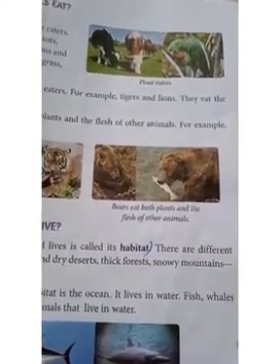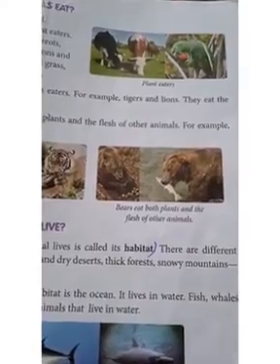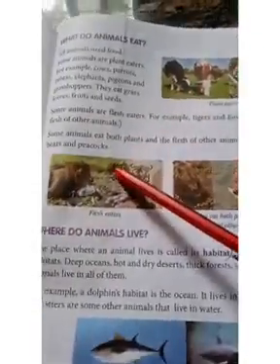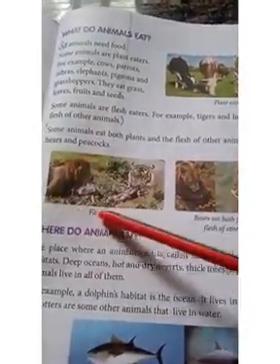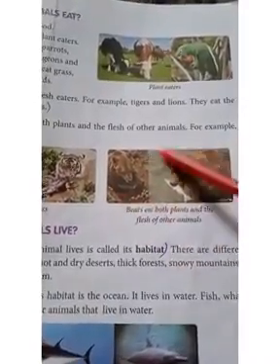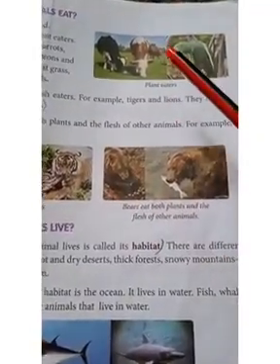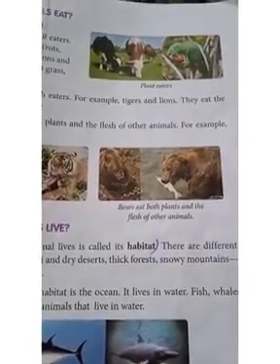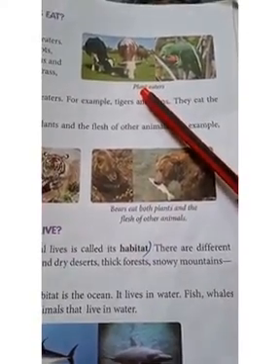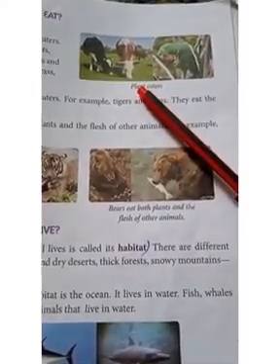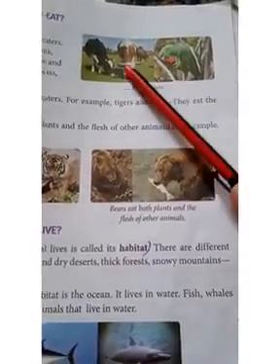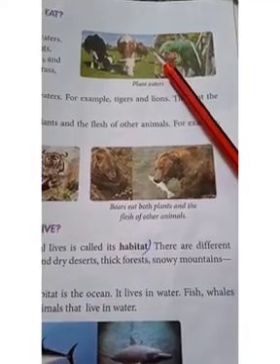So, three types of eating habits. One is plant-eating animals, another one is flesh-eating animals, and another one is plant and flesh-eating animals. What is called plant-eating animals? Some animals eat grass, leaves, flowers and fruits. They are called plant-eating animals.